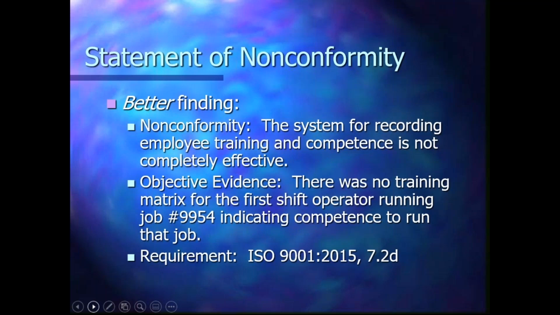A better way to write this: the system for recording employee training and competence is not completely effective. And then the objective evidence to support that: there was no training matrix for the first shift operator running job 9954 indicating competence to run that job. And then a citation of the requirement, in this case, ISO 9001:2015, 7.2d. You'll note that we're not just putting 7.2, we're carrying it out as far as we can to the letter suffix. You want to cite the most specific requirement possible.